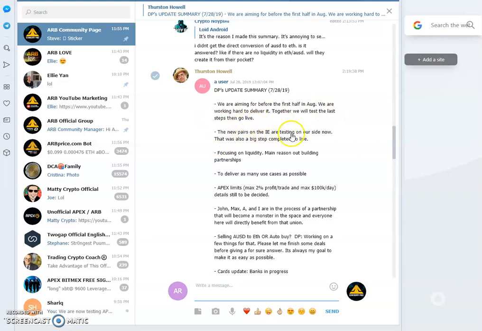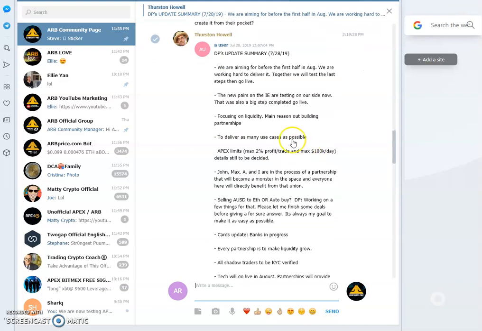The new pairs on the internal exchange are testing on our side now. This was also a big step completed to go live. Focusing on the liquidity, main reason on our building partnership. They are building partnership to increase the liquidity to deliver as many use cases as possible, for ARB and AUSD both. Apex limit, they are also thinking on the Apex limit, which is 2% profit trade and max 100k per day. They are still deciding what to do about that.